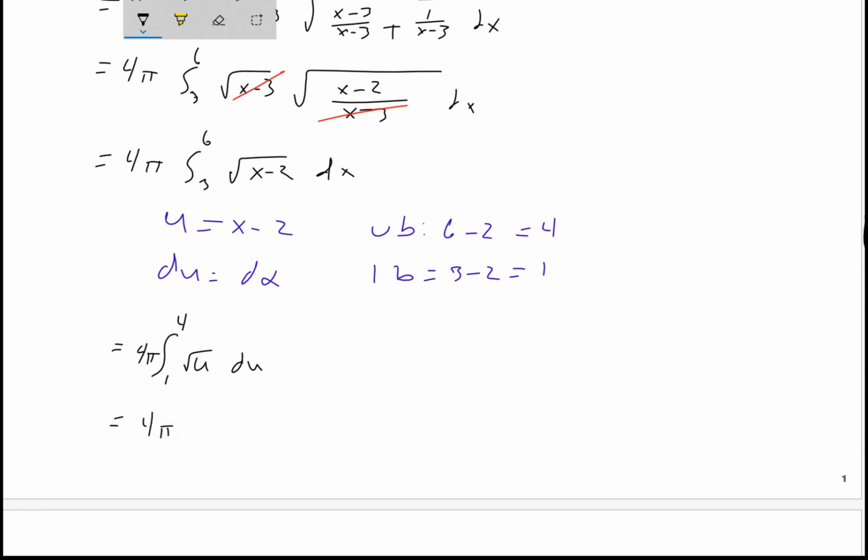That's 4 pi. Now the antiderivative for the square root of u is 2/3 u to the 3/2. I'm going to evaluate that from 1 to 4.